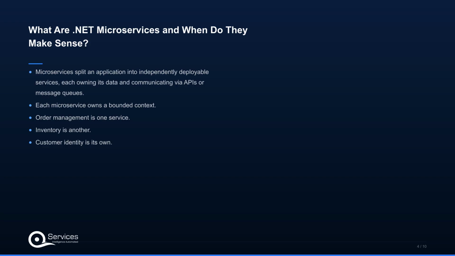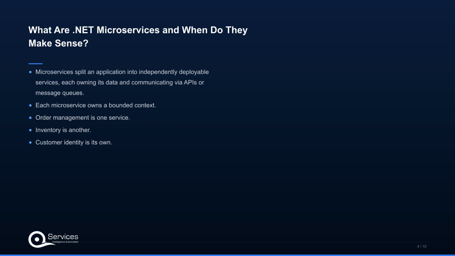Next up, what are .NET microservices and when do they make sense? Microservices split an application into independently deployable services, each owning its data and communicating via APIs or message queues. In the .NET world, this typically means multiple ASP.NET applications containerized with Docker, orchestrated by Kubernetes, and communicating over HTTP, gRPC, or a message broker like Azure Service Bus. The appeal is independence. Teams can deploy without waiting for anyone else, and a failure in one service doesn't cascade across the system, assuming you design for it correctly.